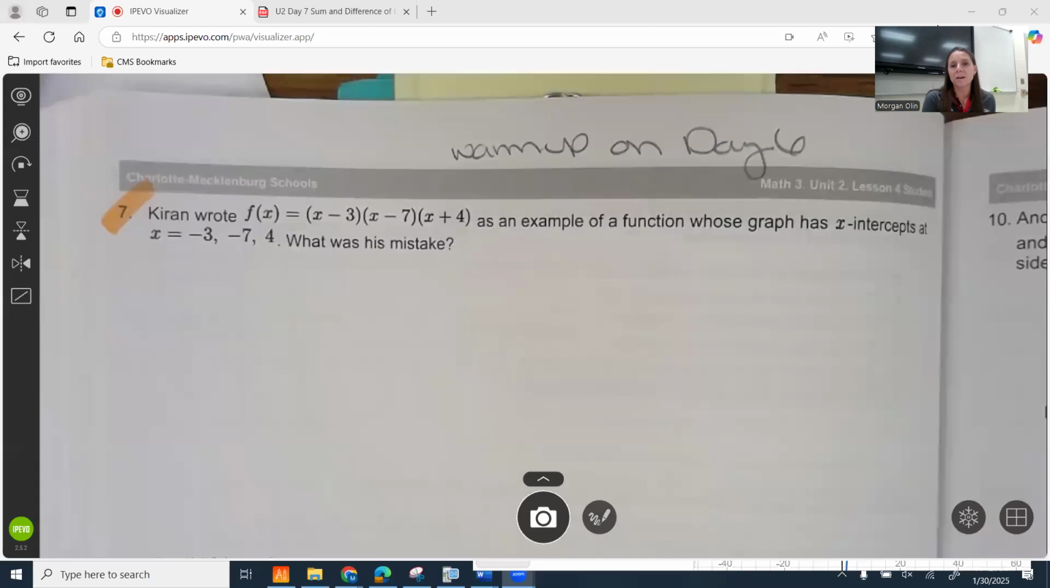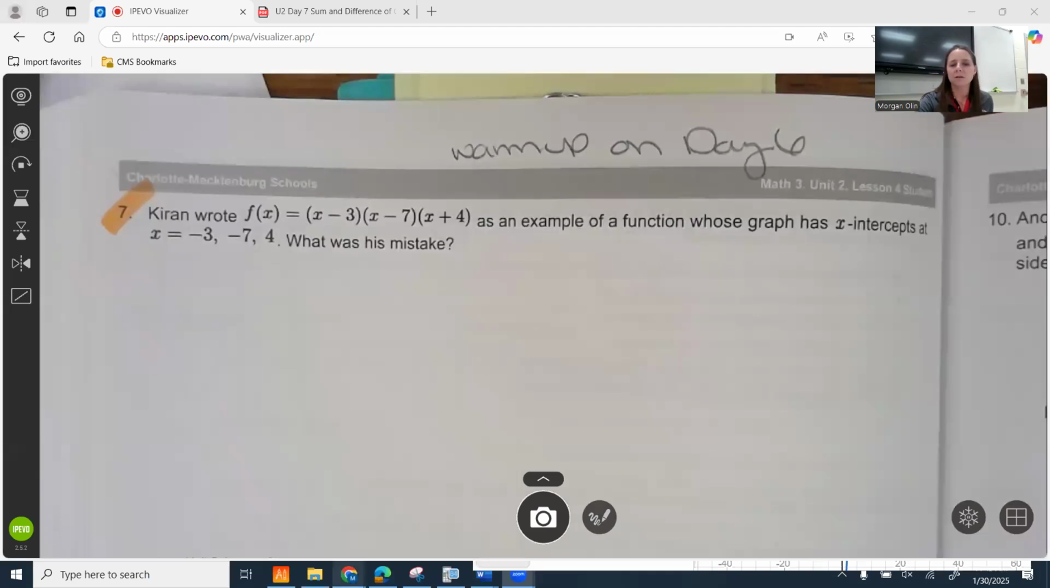We are on page 186 of the workbook, so you can turn to there. We're going to do 7, 8, and 9. If you want to try those on your own, and then come back to the video and see if you got them correct. All right, this first one, it says Kieran wrote f of x equals (x - 3)(x - 7)(x + 4) as an example of a function whose graph has x-intercepts at -3, -7, 4. What was his mistake?